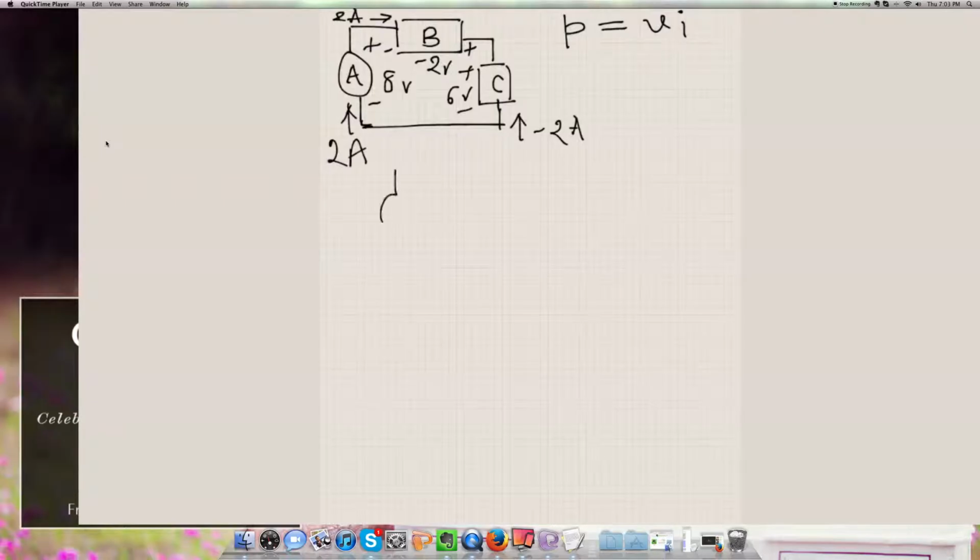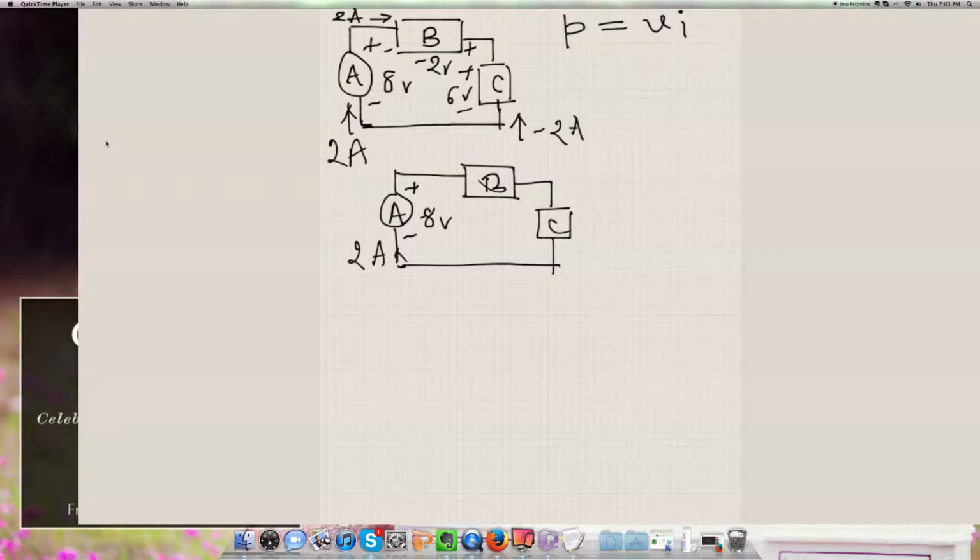Let's try to make it without unneeded reversal of polarities. So if we draw this a little cleaner, what we notice is we have A and B and C. 2 amp is going through minus end of the device A, which has a voltage of 8 volt. This is 2 amp. Now notice that this 2 amp continues to go through this wire.